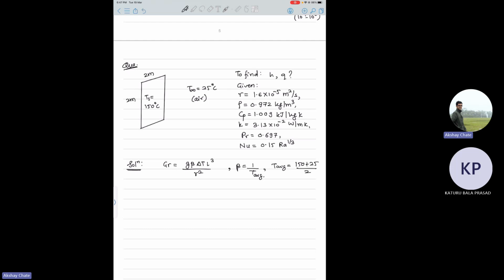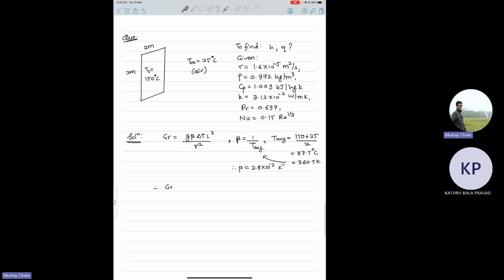That gives you 87.5 degrees Celsius, but we should put this in Kelvin because that is the ideal gas equation, right? So this is 360.5 Kelvin, and you plug 1 divided by this value in here, and therefore you get beta, which is 2.8 into 10 to the power minus 3 Kelvin inverse is the unit.